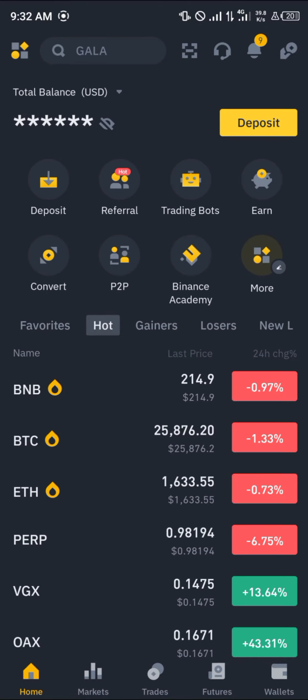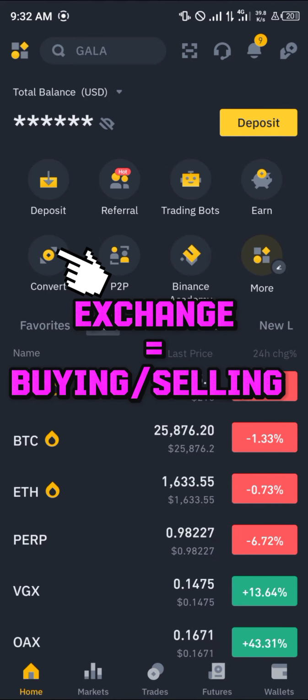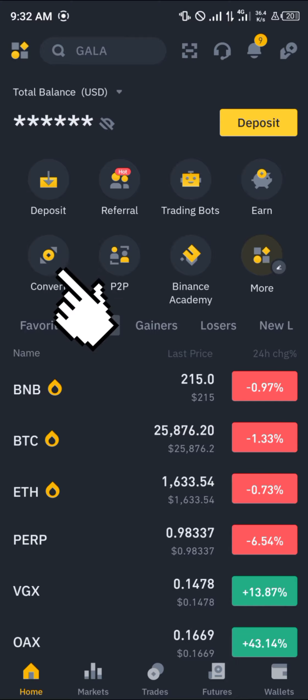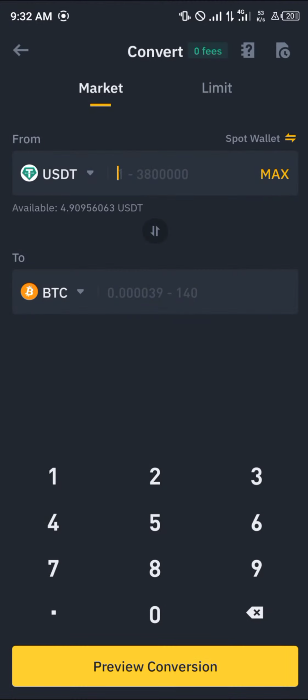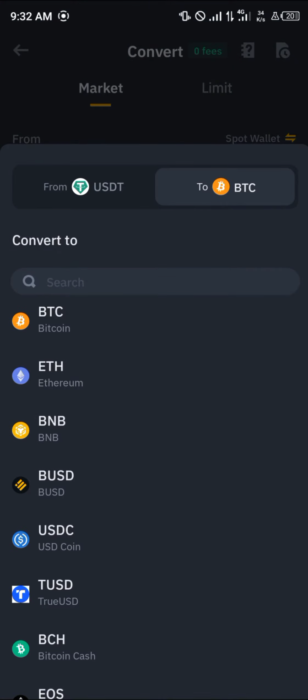Basically, what an exchange is on Binance is simply converting or buying and selling. It's simply trading. So by clicking on the convert option, you can easily convert your tokens, that's your available tokens, into other cryptocurrency assets by entering an amount and selecting the cryptocurrency asset you wish to convert to.